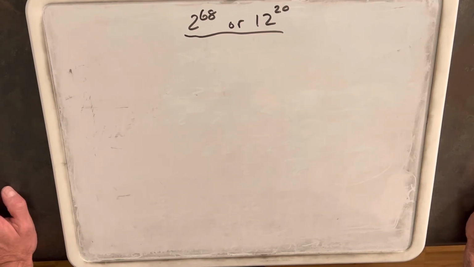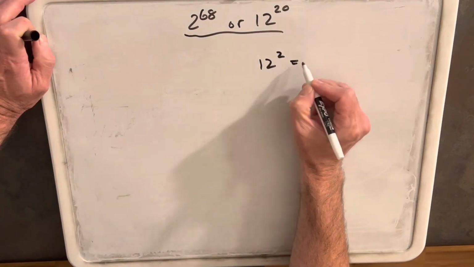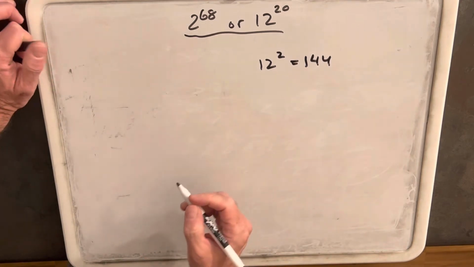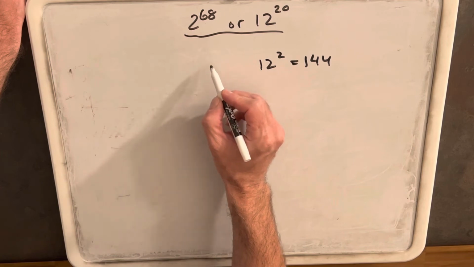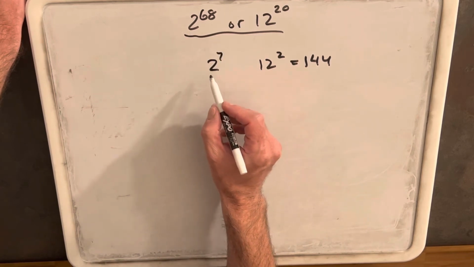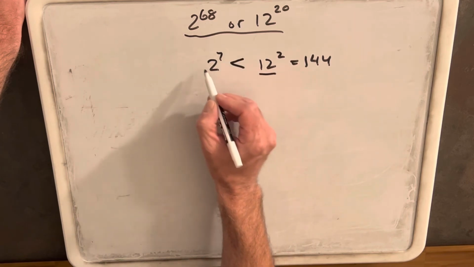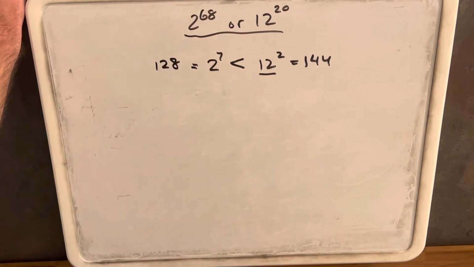Let's look at 12 squared, which is 144. Then we want to find a power of 2 that's pretty close. That would be 2 to the 7th. We're actually trying now to make the 12 side greater. 2 to the 7th is 128. So 144 is greater than 128.